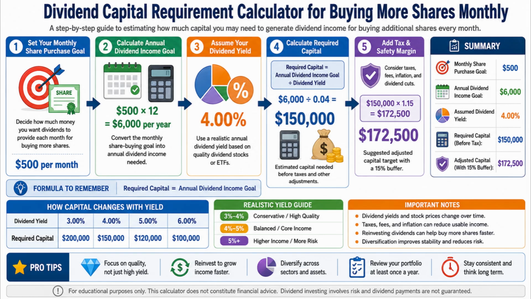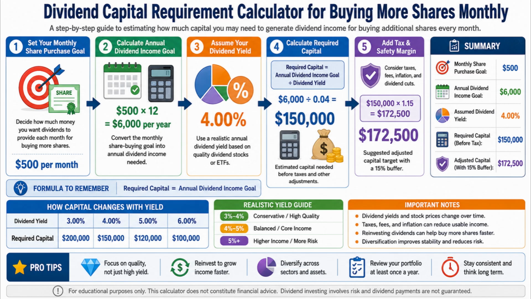To do this, multiply $500 by 12 months. The result is $6,000 per year. Therefore, the portfolio would need to generate approximately $6,000 in annual dividends to provide an average of $500 each month for purchasing additional shares. After that, choose a realistic expected dividend yield.